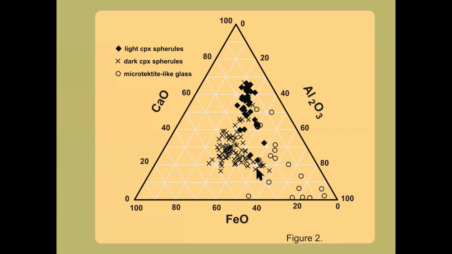These are microtektites, which have much lower iron and high aluminum, and the light pyroxene spherules have higher... I'm trying to see what this is, is that magnesium up there? It's hidden on my screen. And then these are the dark spherules here. They tend to be more calcium and iron. That's calcium up there. Okay.